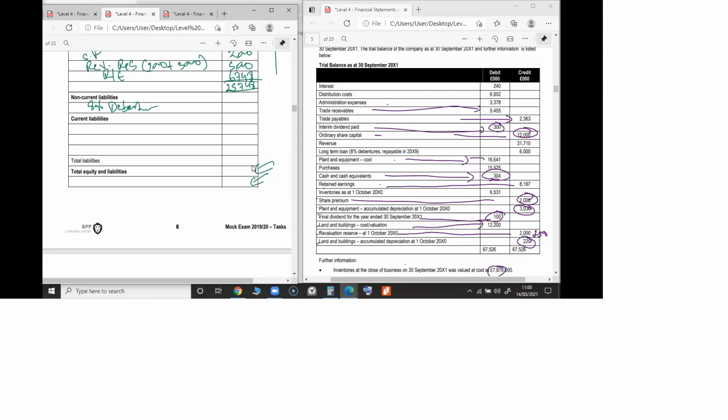Oh, where is that? There we go. £6,000. That is our non-current liability, £6,000. And current liability, we have trade payables. We have in fact worked it out. It's trade payables, not receivables, and we have trade and other payables basically.